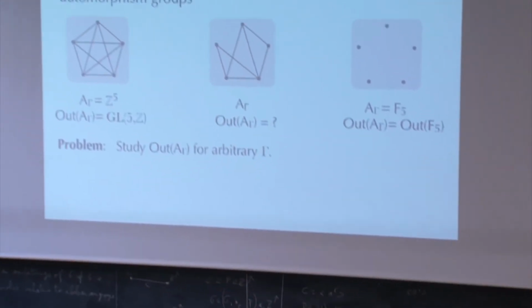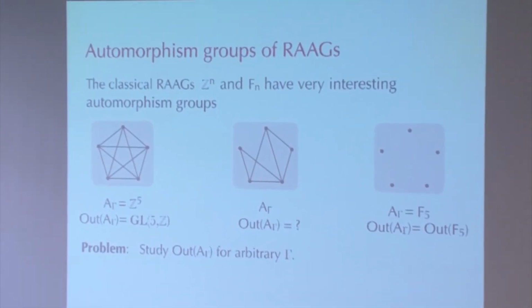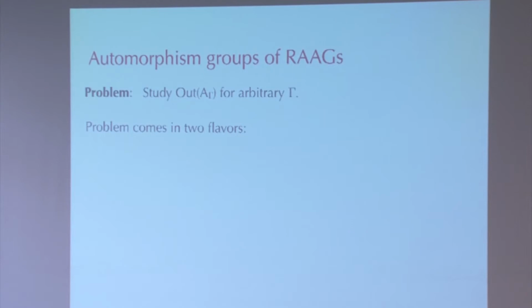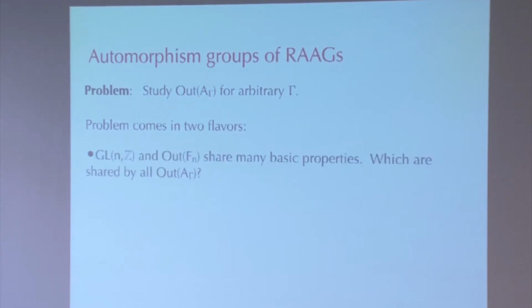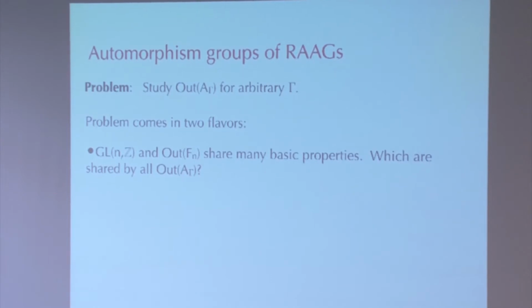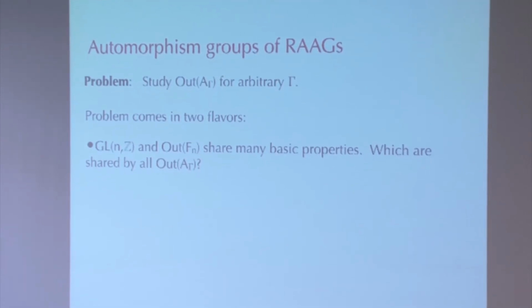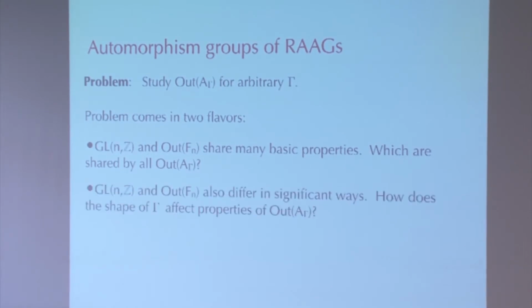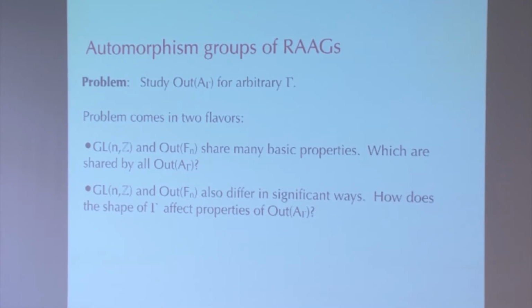So the problem is to study these groups for an arbitrary graph. And there's two flavors of this problem. First of all, GL_n(Z) and Out(F_n) share a lot of basic properties. So which of these are properties of all outer automorphism groups of RAAGs and which are specific to these groups? But also they're very different in many ways. Out(F_n) doesn't have any solvable subgroups except for abelian ones. And GL_n(Z) obviously has all the polycyclic subgroups in it. So how does the shape of the graph affect the group of outer automorphisms?